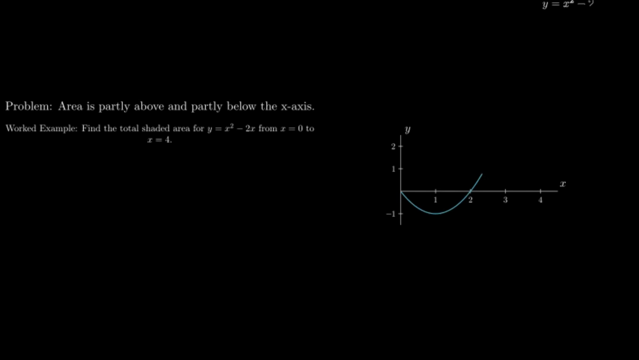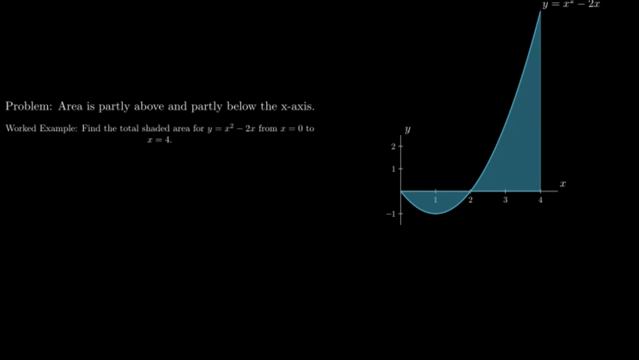First, let's visualize. The graph of this parabola crosses the x-axis at x equals 0 and x equals 2. So between 0 and 2, the area is below the axis. Between 2 and 4, the area is above the axis. A common mistake is to just integrate straight from 0 to 4. Let's see why that's wrong.